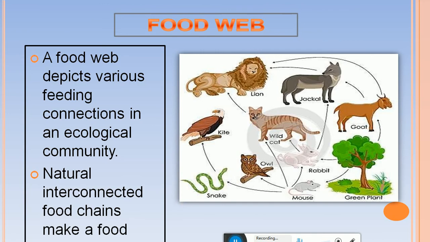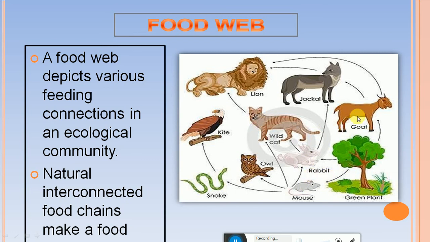The interconnection between all these organisms is called a food web. Here you can see there is a plant. This is the primary producer. The plant may be eaten by the goat, it is also eaten by the rabbit, and it can also be eaten by the mouse. These will be called the primary consumers.